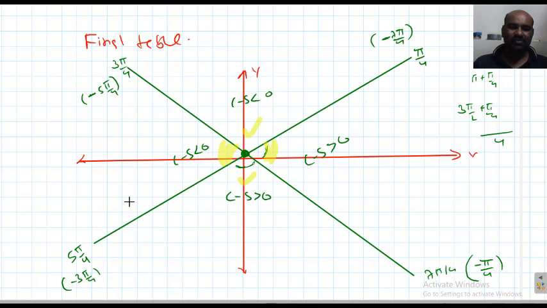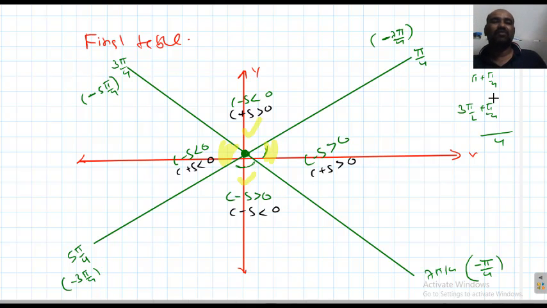For the meaning of that, I will show you. For here and here, C plus S greater than 0. Automatically here, what happened? C plus S less than 0, C minus S less than 0. This is the final table for the sign of C plus S and C minus S. By using this table you can solve so many problems. Everyone should remember this table now.